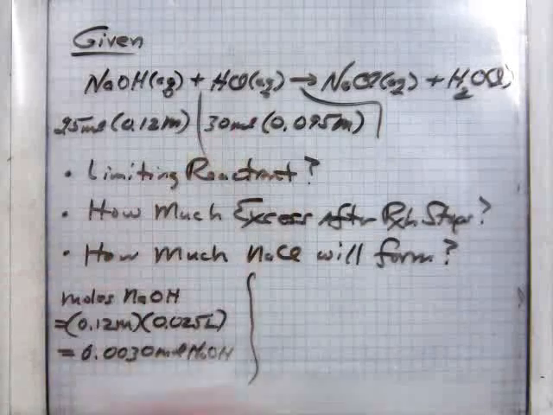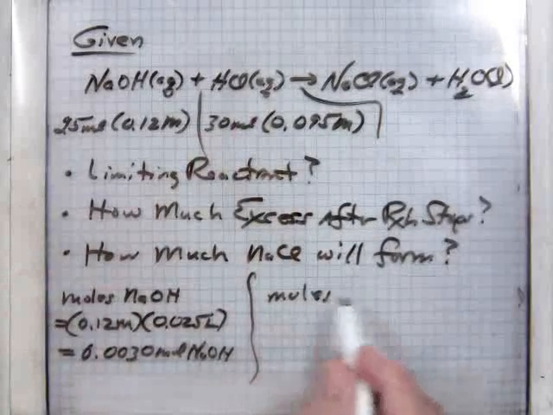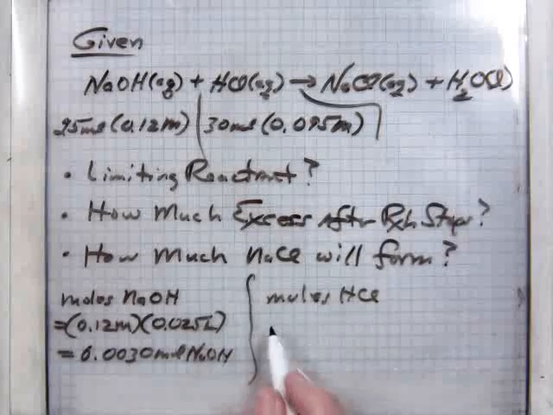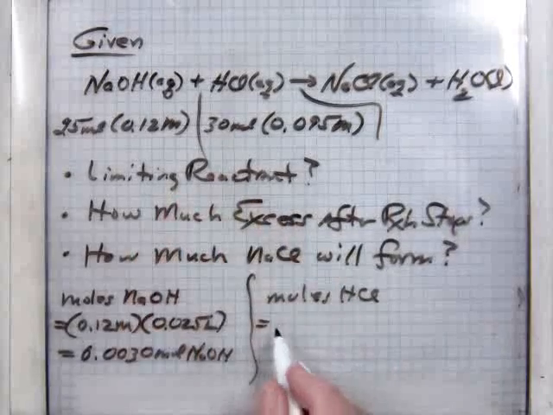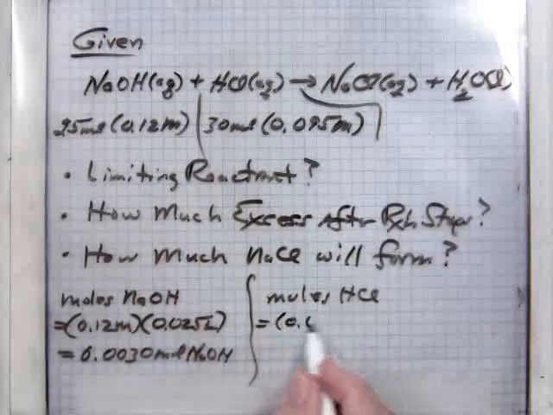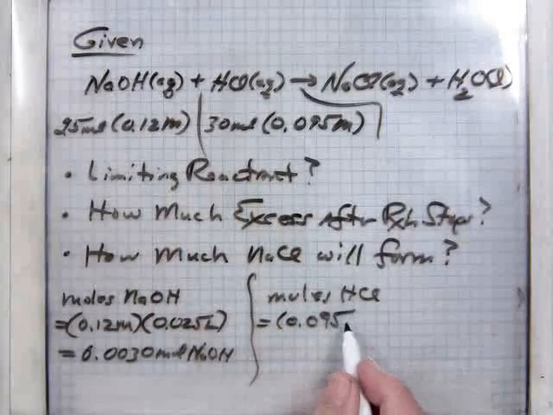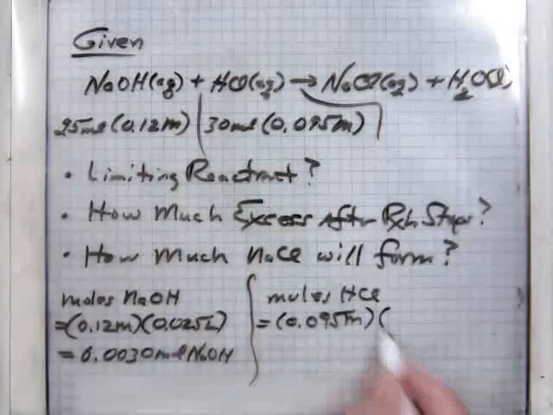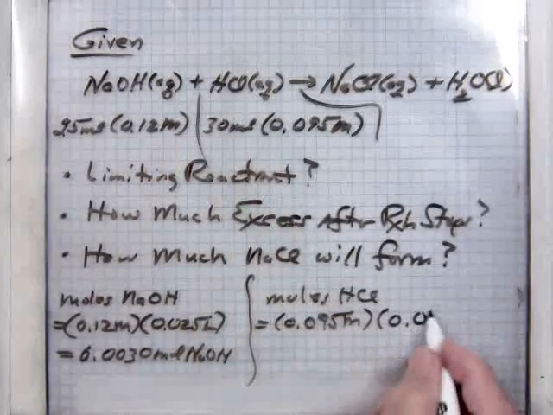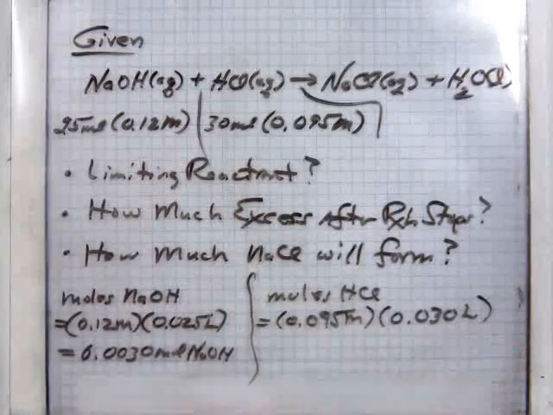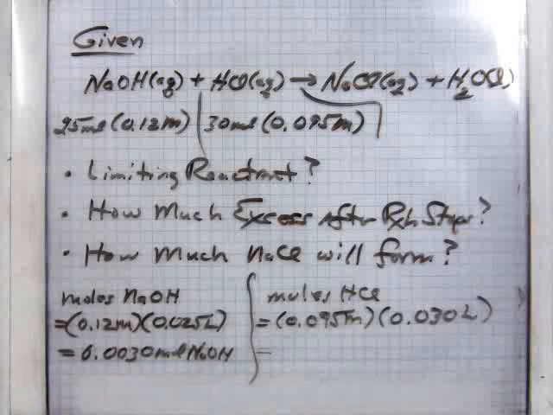Now the moles of hydrochloric acid are equal to molarity, 0.095 molar, times 0.030 liter. Just move the decimal 3 places to the left. That gives 0.00285.